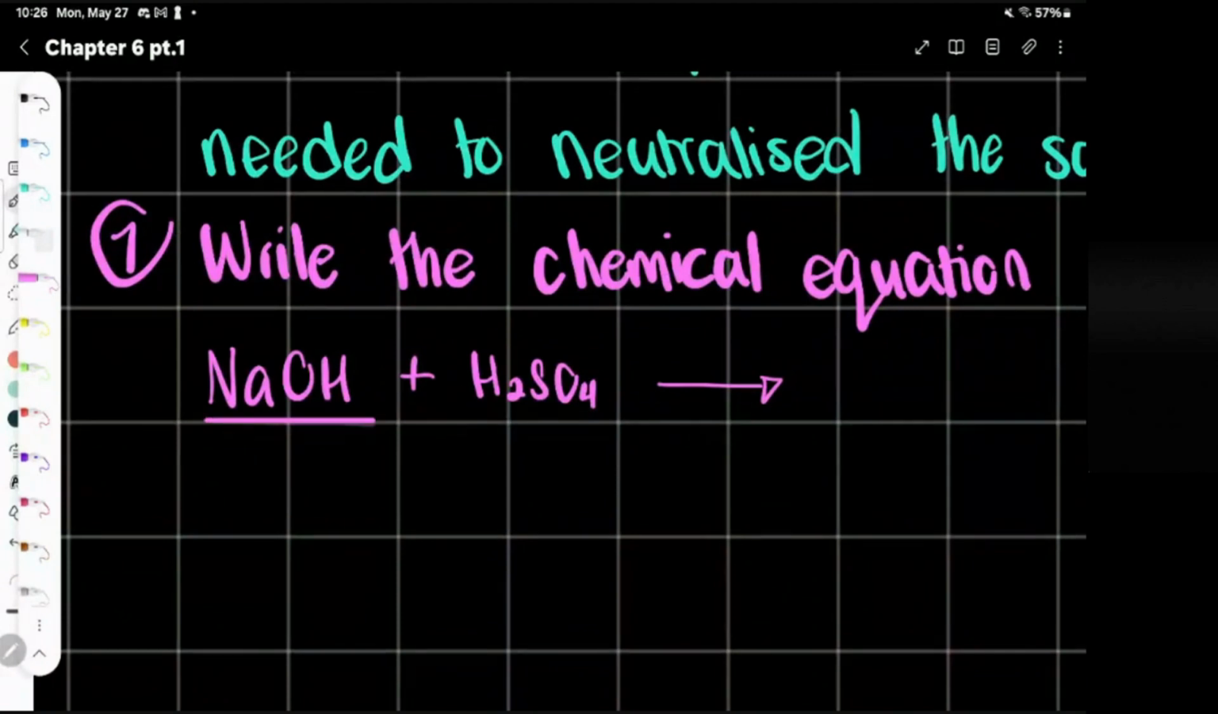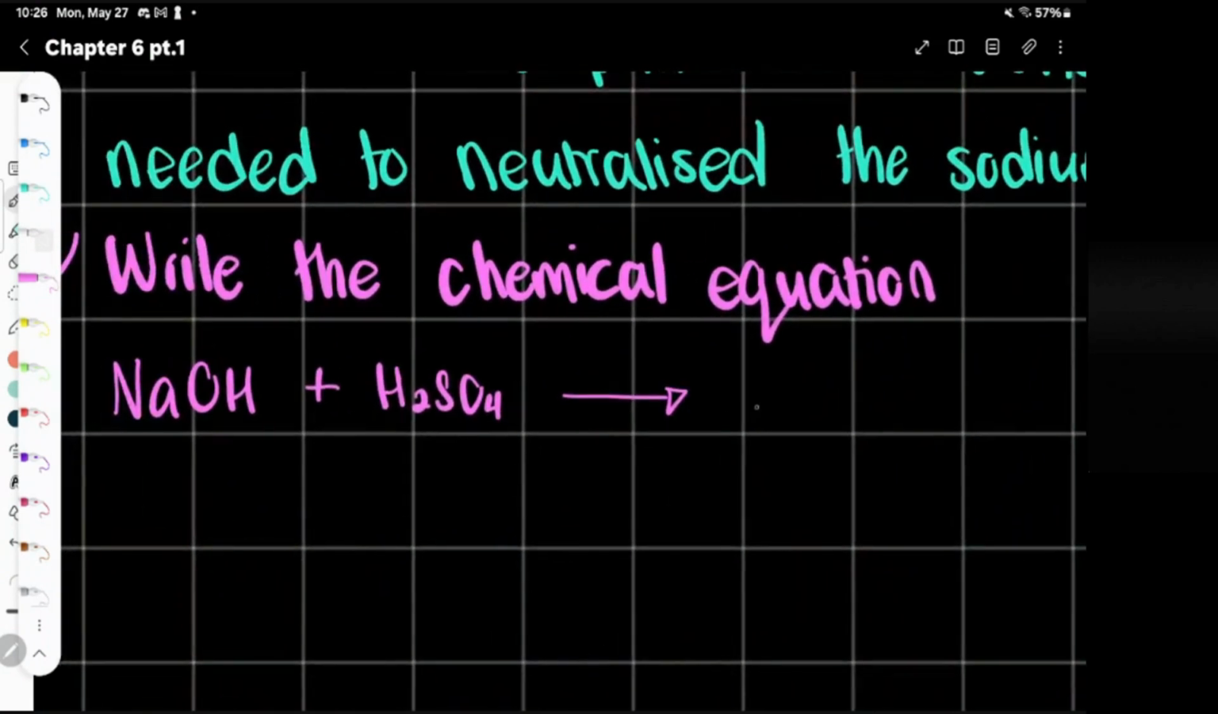This is alkali. This is acid. Acid plus alkali is salt. So the salt will be NaSO4. Of course, this is not the answer. Na2SO4. Tada, this is the answer.